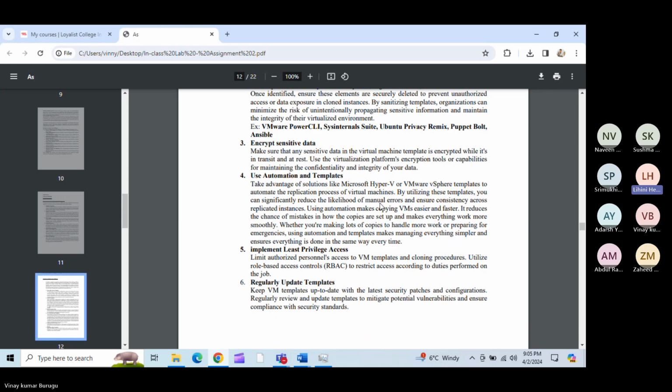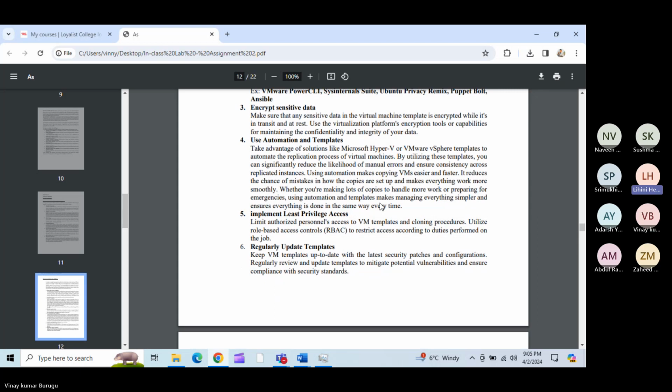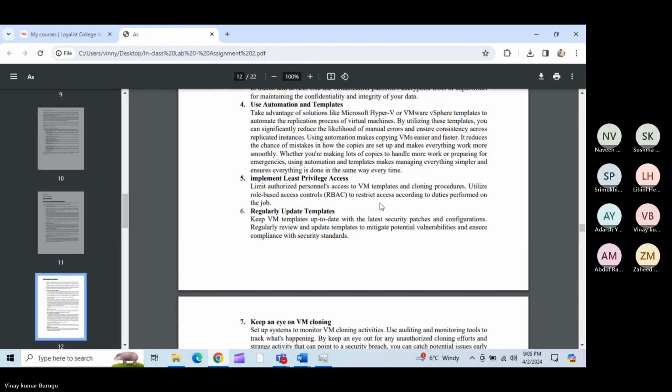And the fourth one is that we can use automation and templates. Take advantage of automation solutions and VM templates to streamline the replication process. By using these templates, we can significantly reduce manual errors and ensure consistency across replicated instances. Automation makes copying VMs faster and more efficient, ensuring uniformity and reliability.